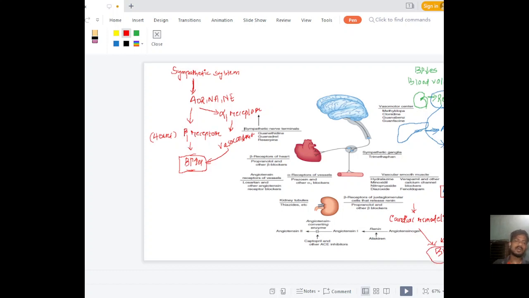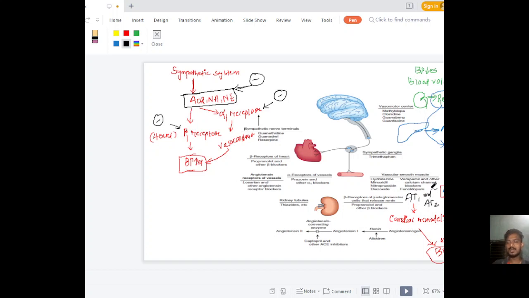Now we will discuss the targets. What are the targets we can block? First target, we can block the release of adrenaline, noradrenaline, norepinephrine. Second target, we can block the beta 1 receptor in the heart. Third target, we can block the alpha 1 receptor in blood vessels. We can block the release of renin. We can block the angiotensin converting enzyme conversion. After conversion, angiotensin 2 binds to two major receptors, AT1 and AT2 receptor.